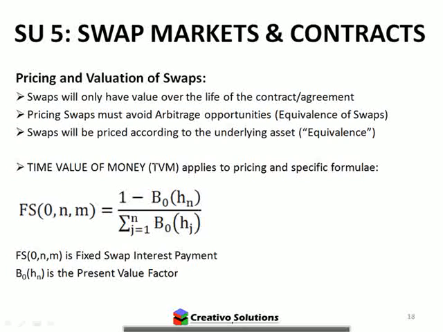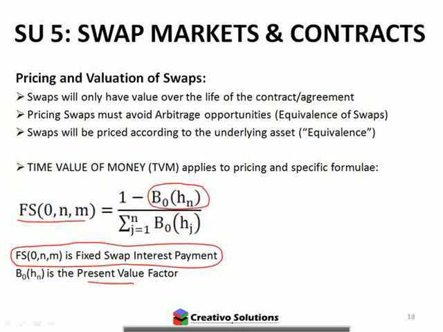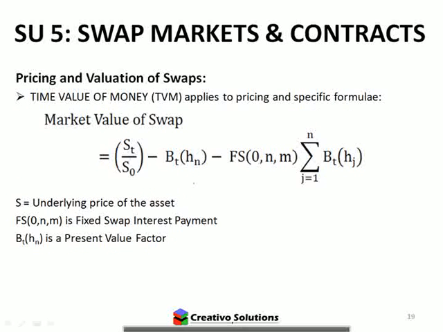Exactly. Pricing swaps must always avoid arbitrage. We know all derivatives need to avoid arbitrage. Swaps will be priced according to the underlying asset, and time value of money will definitely apply. It applies to everything. So this is a fixed swap interest payment. That's what we're trying to work out. How do I get that? I need to look at present valuing, the present value factor, for the underlying that is going to be swapped in the future. The market value of a swap would be the spot on the underlying asset compared to what the value is going to be in the future, all of those payments.